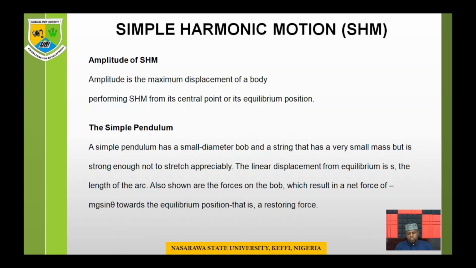Like I explained earlier, a simple pendulum is simply a bulb tied to either a rope or a string and then hung either on a ceiling, on a retort stand, or you are holding it in your hand high up. That is simply a simple pendulum.